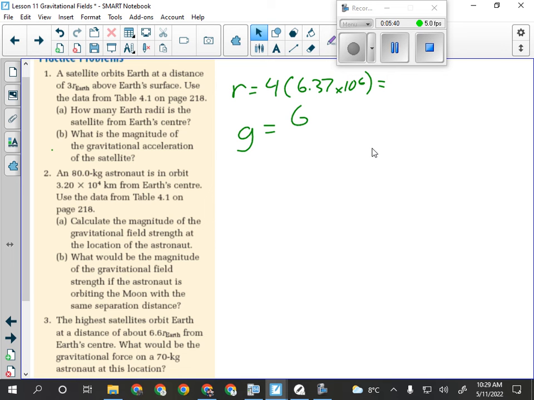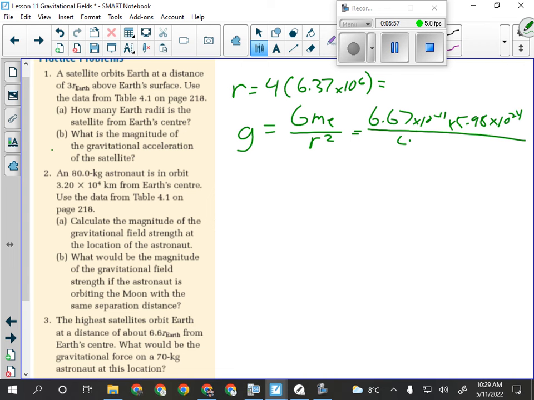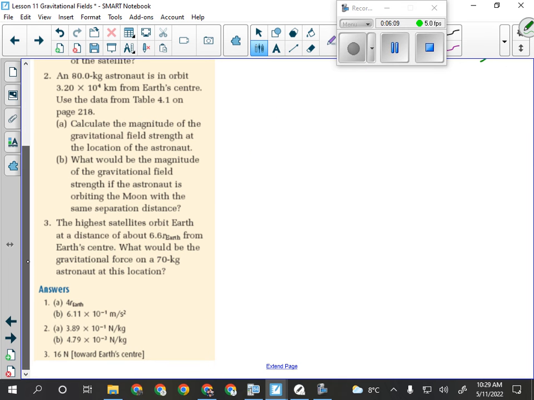Okay, we're just going to have G times the mass of the Earth divided by our radius squared once it's calculated. So we'll have 6.67 times 10 to the minus 11 times 5.98 times 10 to the 24, divided by 6.37 times 10 to the 6 squared. So when we punch all that in, we should get the answer that they have there, which is 0.611 meters per second squared.